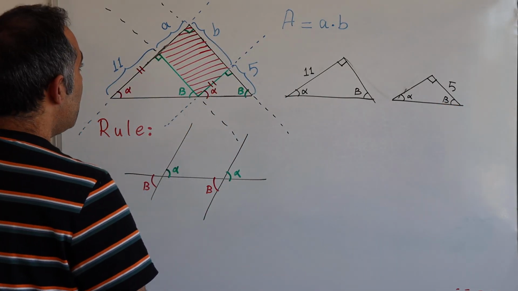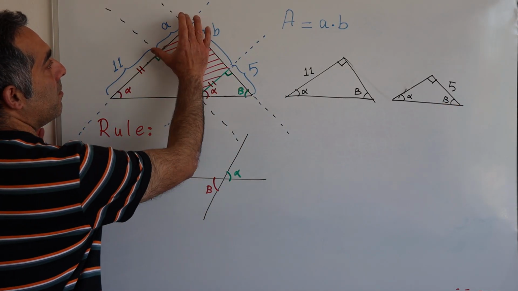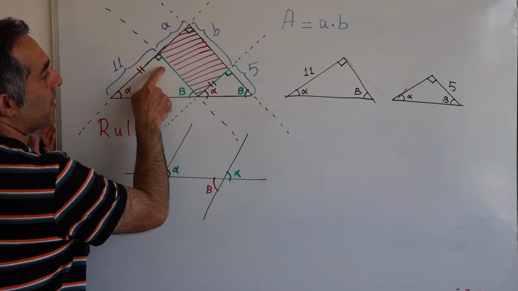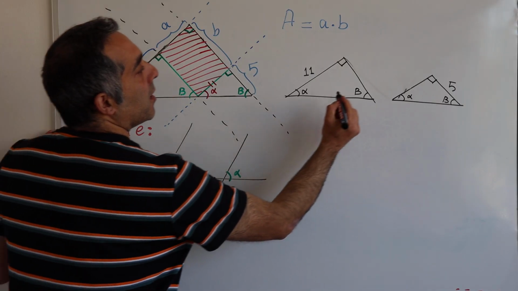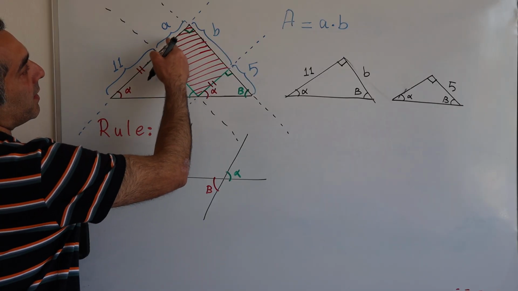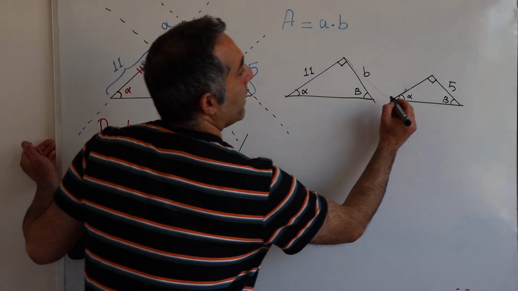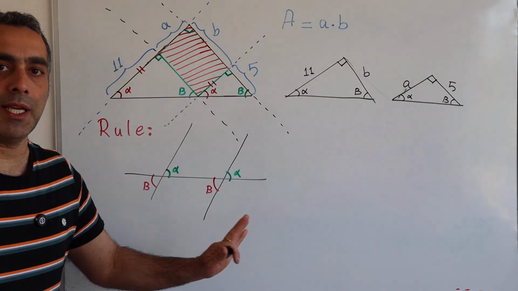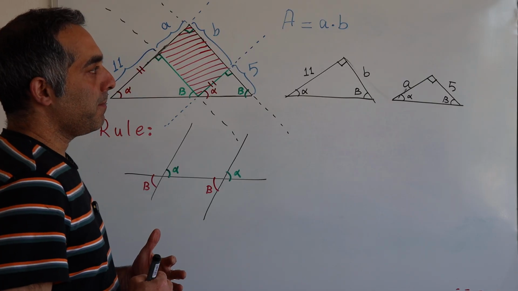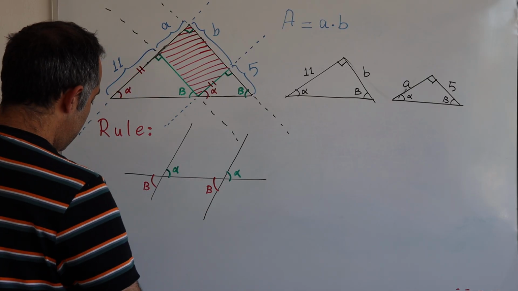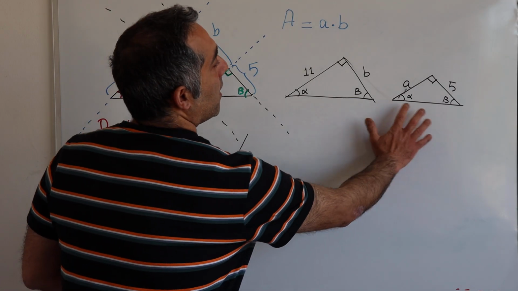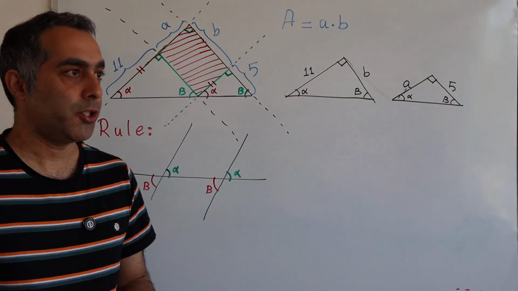Okay, now you know from this rectangle, if this one is B, this one is also B. So for the biggest one, this one is B. And if this side is A, this one is also A. Okay, now everything is clear. Now you can write the comparison ratio for them. Corresponding sides of similar triangles have the same ratio.